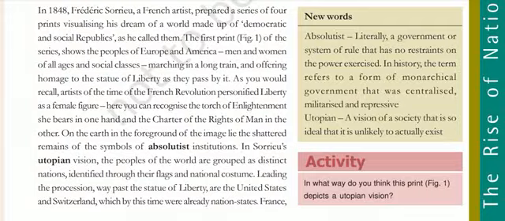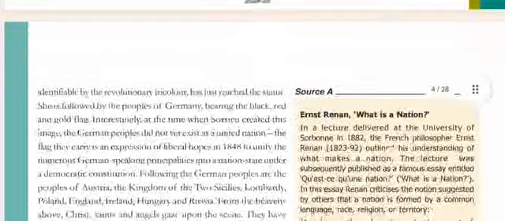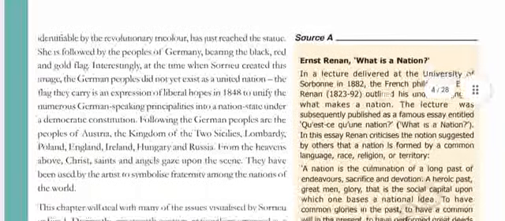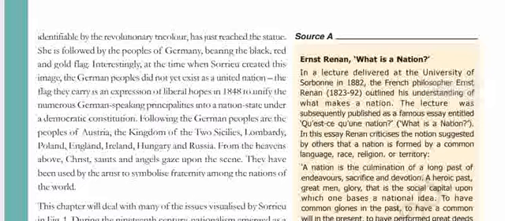In Sorrieu's utopian vision, the peoples of the world are grouped as distinct nations, identified through their flags and national costume. Leading the procession, way past the Statue of Liberty, are the United States and Switzerland, which by this time were already nation states. France, identifiable by the revolutionary tricolor, has just reached the statue.